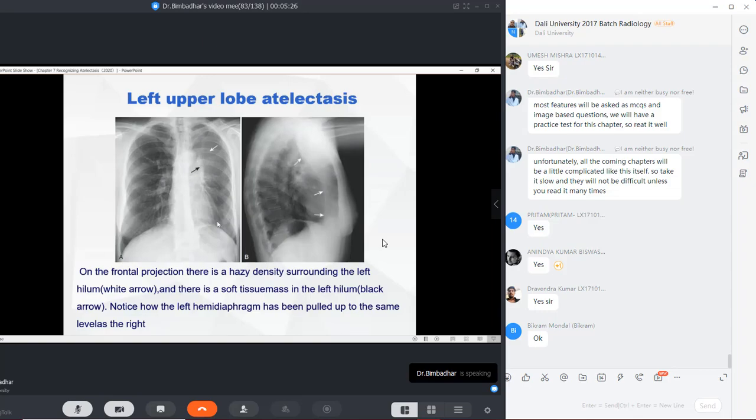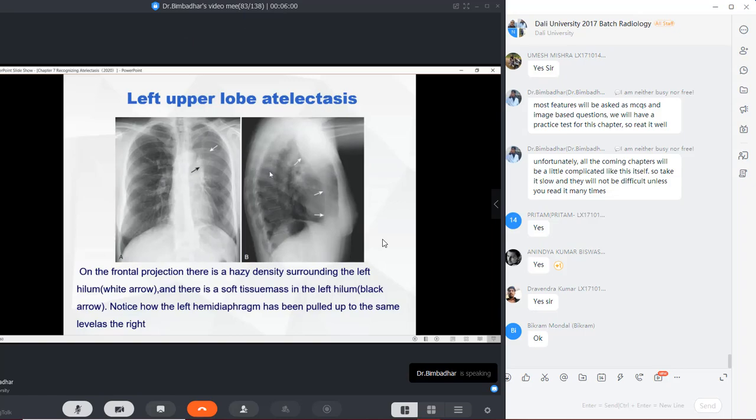But you see here in upper lobar atelectasis on the left, I can see a hazy density, the white arrow, and I can see a mass in the left hilum. Both of them, eventually, what they did is that it is the left hemidiaphragm that has been pulled up. So the hemidiaphragms coming down to the same level happens in case of left upper lobar atelectasis. Remember it as simple as that.